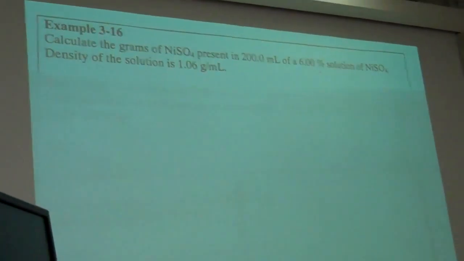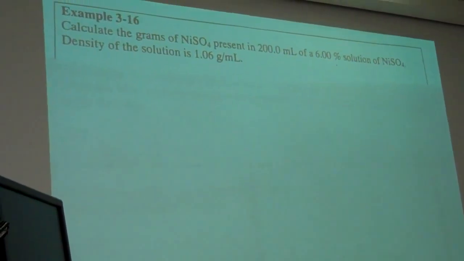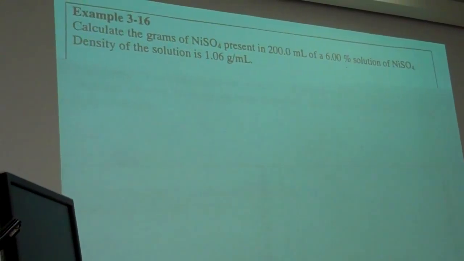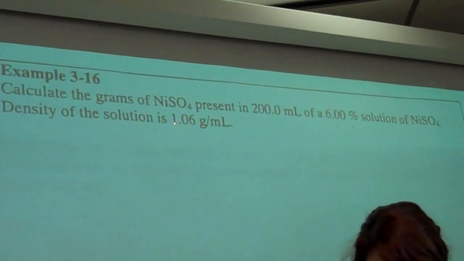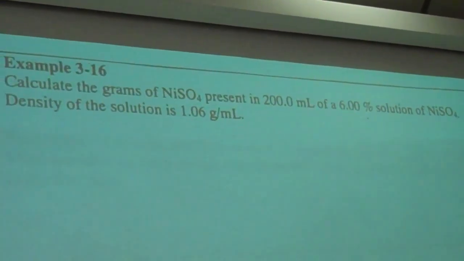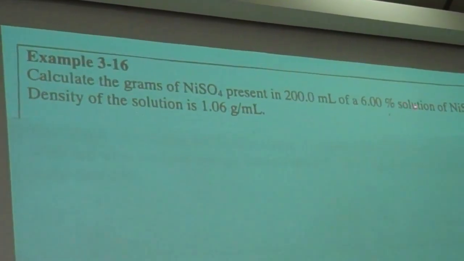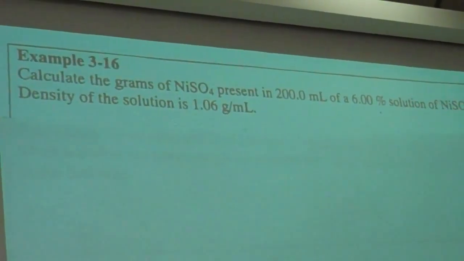Sulfate solution. Okay, let's read the words through here. Calculate the grams of nickel sulfate present in 200 mils of a 6% solution of nickel sulfate. And then they're saying the density is that.